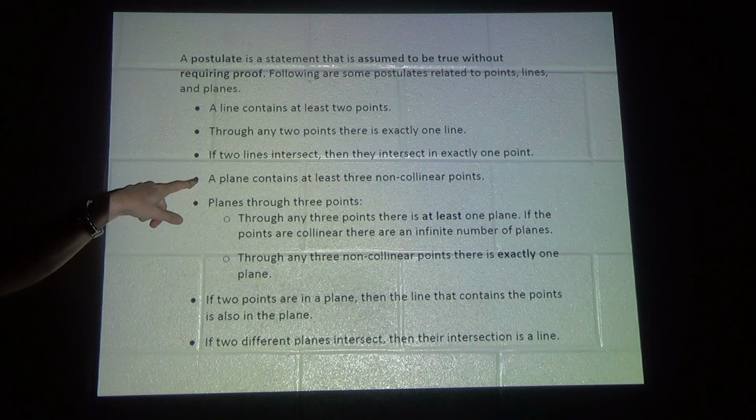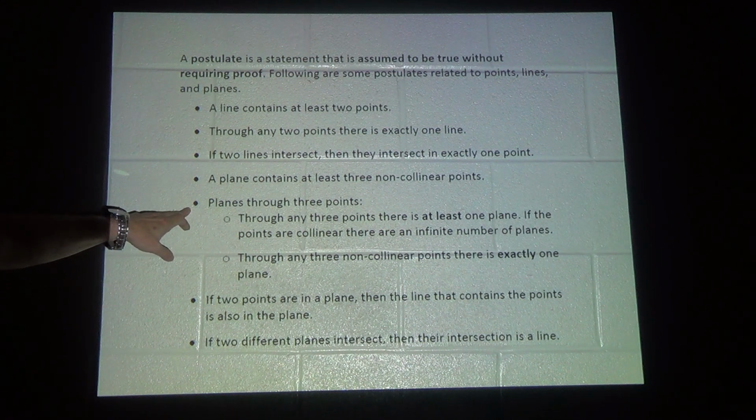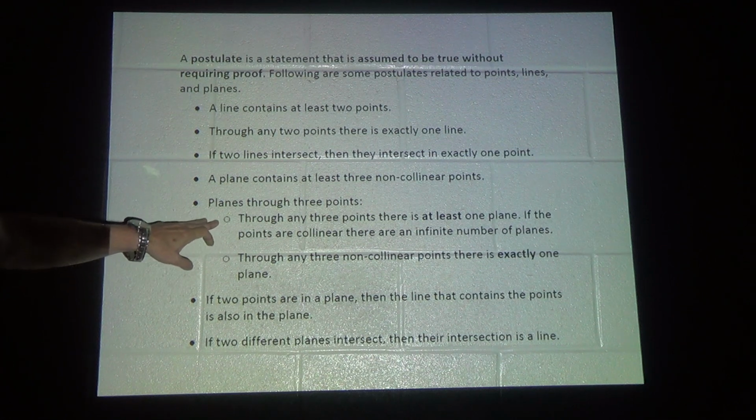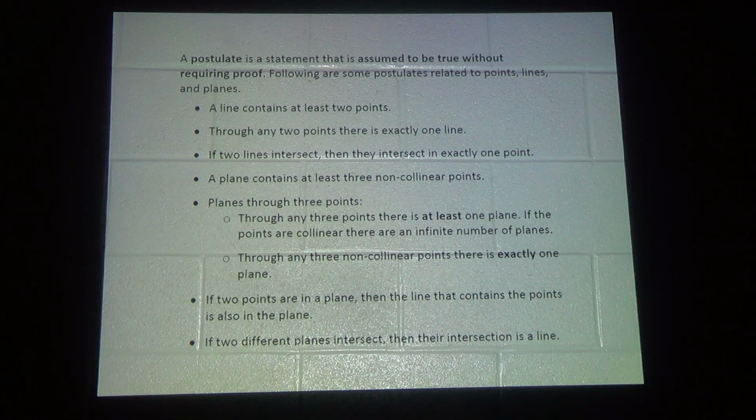This one is talking about planes. It says that a plane contains at least 3 non-collinear points. This means 3 points that are not on the same line. Planes through 3 points: there's 2 of these. Through any 3 points, there is at least 1 plane. If the 3 points are collinear, or on the same line, then there's an infinite number of planes that go through those 3 points. This one says, through any 3 non-collinear, or not on the same line, points, there is exactly 1 plane.